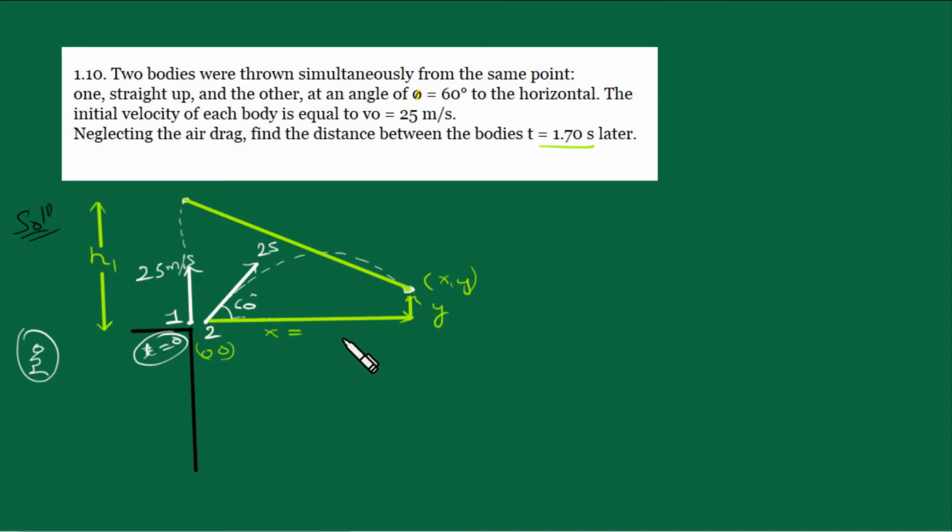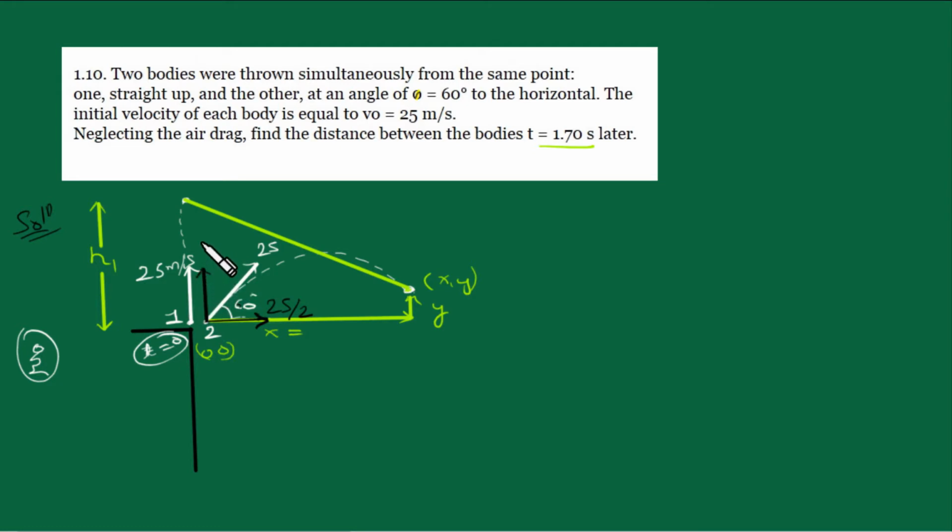And now x, how can we find x? Now we will do components of 25 for the second particle. So if we want to solve this in the ground frame, then we will have to do components: that will be 25 cos 60, and 25 cos 60 will be half, 25 by 2, and one more component is this one.